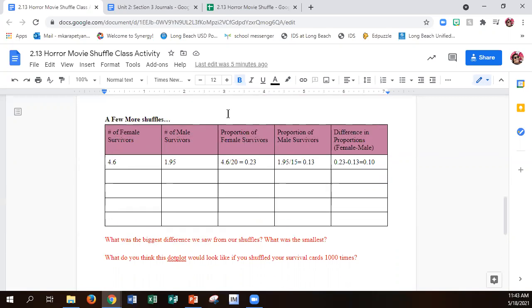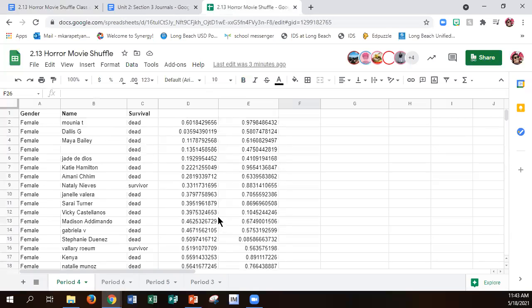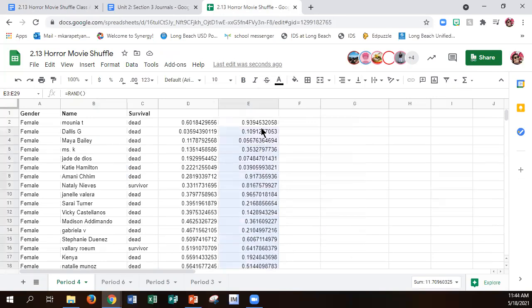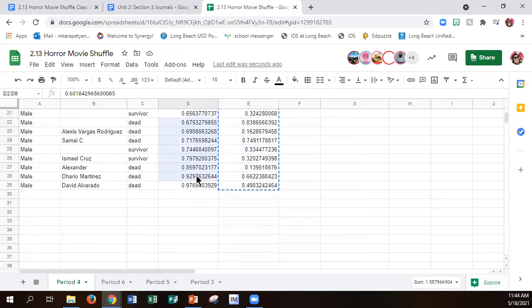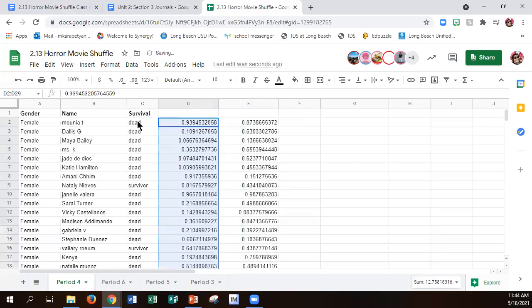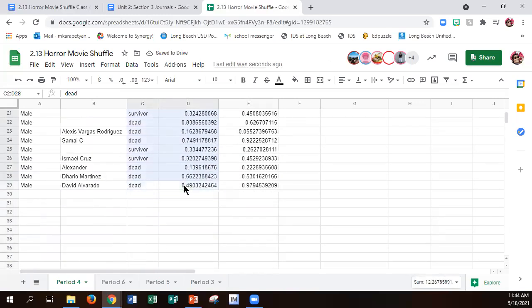So I'm going to go back to our sheet here. We'll put Miss K on here just in case. The number of females in the class is 17. For the first one it was 2, yes, but I'm going to redo it now. Okay, so paste values only. I'm going to reshuffle here with my new numbers.